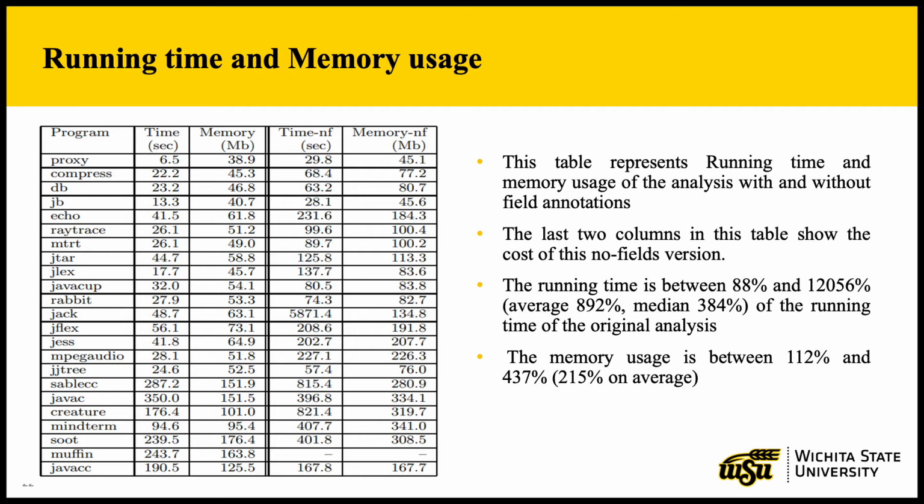Typically, as we can see, the no-field version is significantly more expensive, and for one of the large programs it even ran out of memory. These results show why we need to distinguish between object fields, which in turn reduces analysis cost. By using field annotations, we have been able to distinguish object fields in a simple and efficient manner.